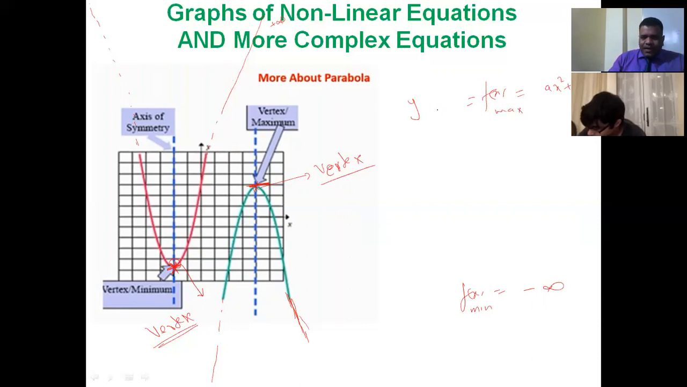You can see there is a line which divides this parabola into two equal parts. That is called the axis of symmetry. See here, this is the divider line. Exactly 50% of the area you can see on this side, and exactly 50% on this side. So this is called the axis of symmetry, because this line divides the parabola into two equal parts. It's passing through the center, the middle.